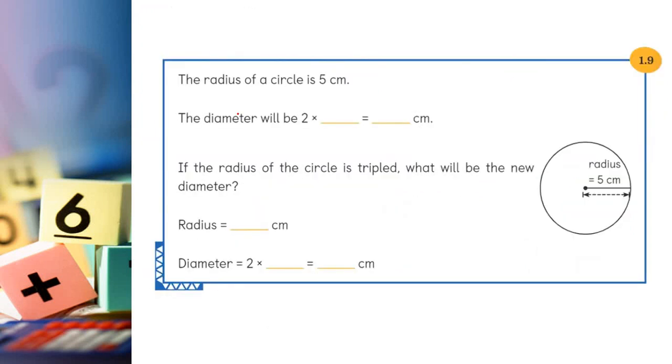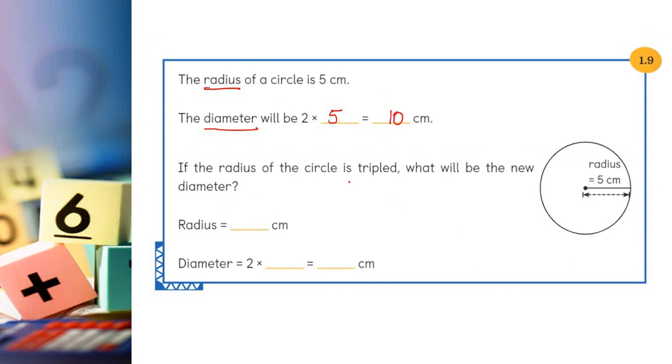Here is a problem, children. The radius of a circle is 5 centimeters. What is the diameter then? If radius is given, how to find the diameter? 2 times the radius. Radius is 5 centimeters. 2 5s are 10 centimeters.